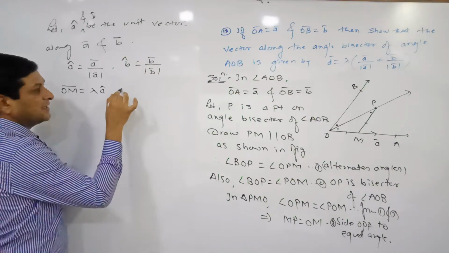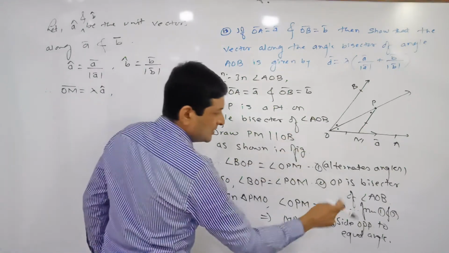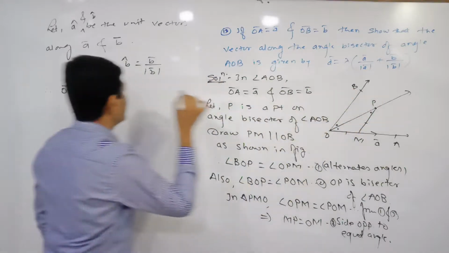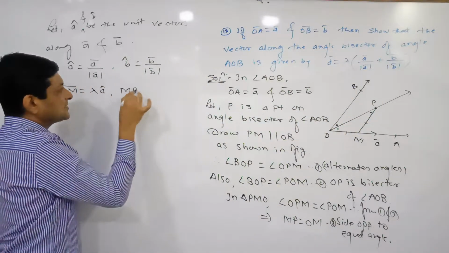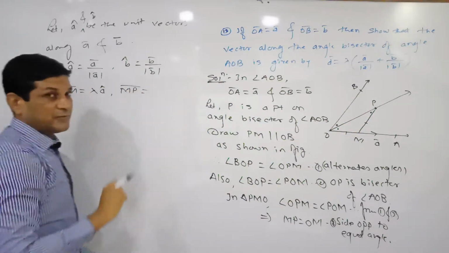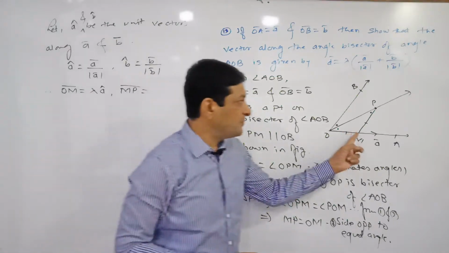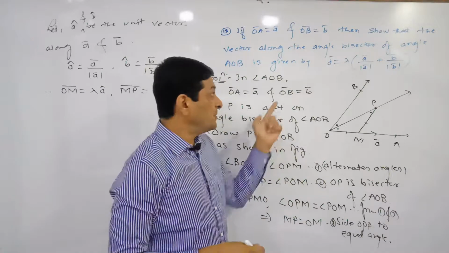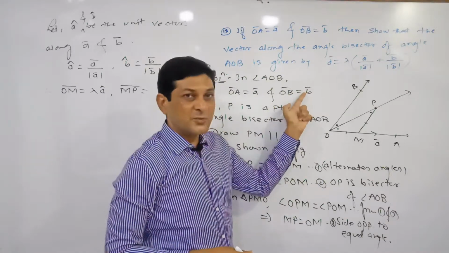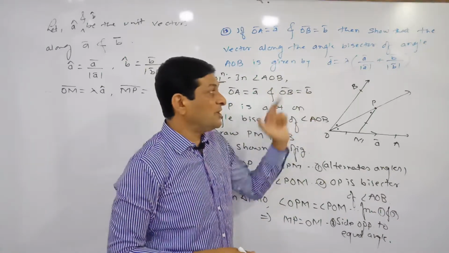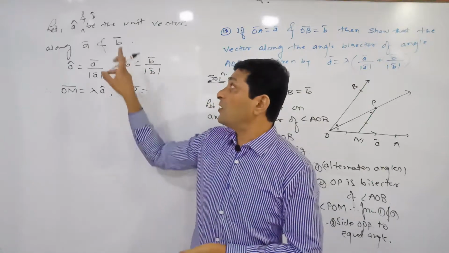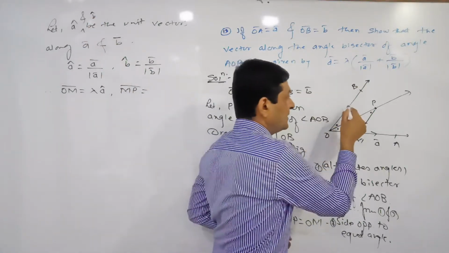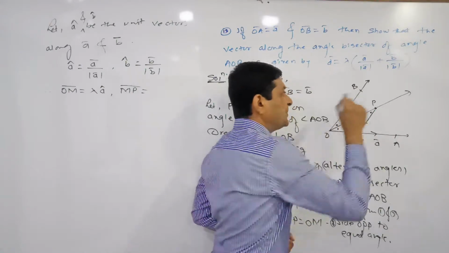In the same way, what is the second vector? Here MP bar. Now observe, a very important result: this MP bar is parallel to what? OB bar. And which is the vector along OB bar? B bar. And which is the unit vector along B bar? B cap. We have denoted the unit vector along this OB bar as B cap.